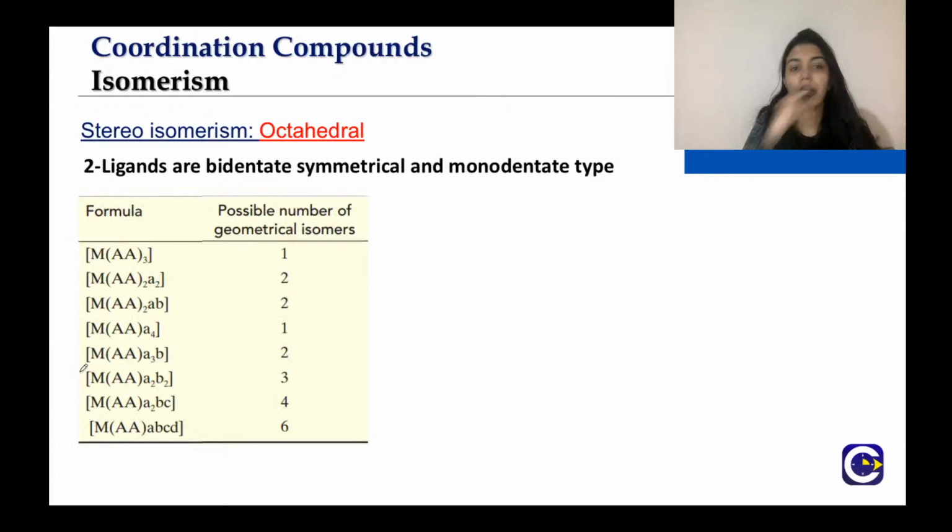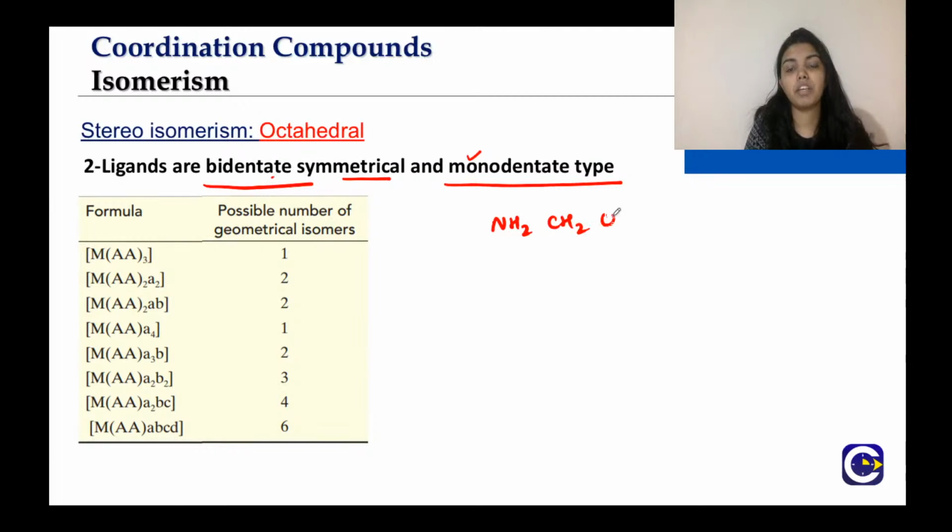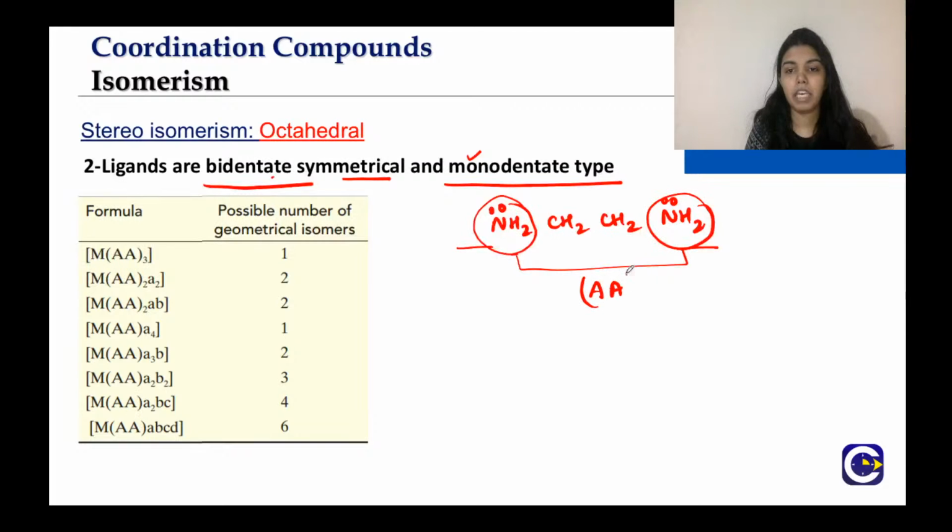Now the second one is when ligands are bidentate symmetrical and monodentate type. That means the ligand can be monodentate and they can be bidentate but symmetrical. Let us say you have ethylene diamine, NH2 CH2 CH2 NH2. So here you have a bidentate symmetrical ligand because both the donor atoms are the same, NH2 and NH2. This is a symmetrical bidentate ligand, so you will write it as AA. AA means that it is a symmetrical bidentate ligand.